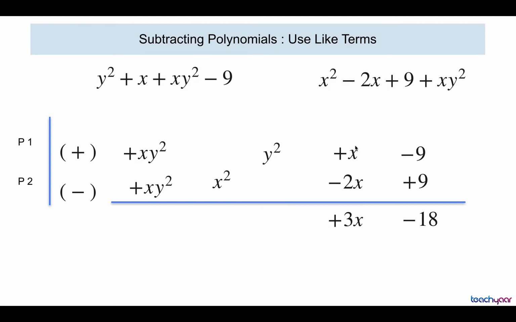What about this one? So it's x, so the coefficient is 1 minus minus 2. So 1 plus 2 is 3. In this case it's 0, so it should be just y square and it's a plus. In this case though, it's 0 minus x square, so it's minus x square. And now you have xy square here and you have xy square here, so that becomes 0. So what you end up with when you subtract this from this is minus x square plus y square plus 3x minus 18, right? So you see the xy square term has gone.